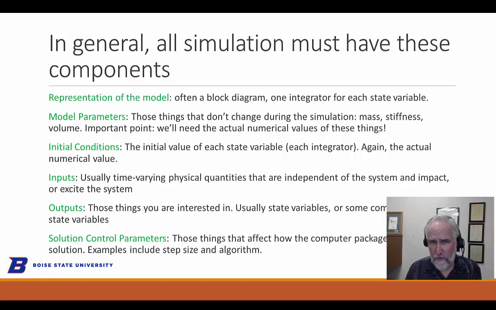Sometimes it's just a piece of computer code that defines those functions. Often it's a block diagram, which is how Simulink represents the systems. There's an integrator or some indication of integration for each state variable. So if it's a third order system, there's 3 state variables. There'll be 3 integrators in it. There's model parameters. I'm using that term to refer to things that don't change during the simulation time. Things like mass, resistance, spring stiffness, and so on.